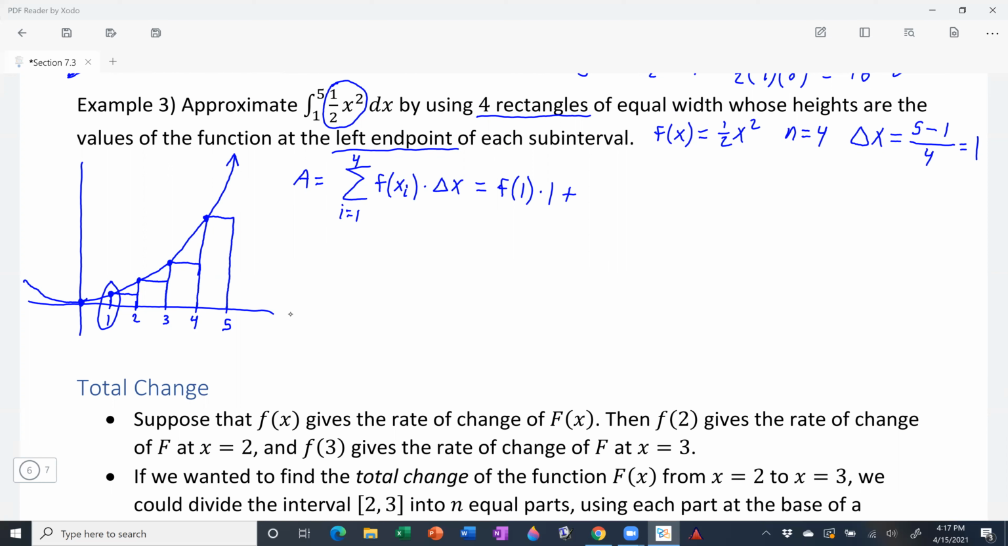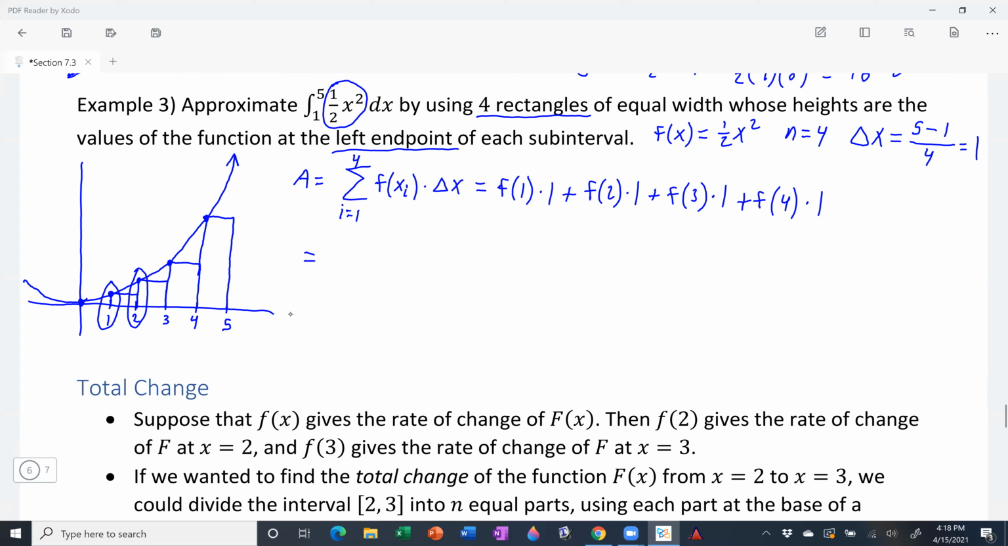Okay, now we move over to i equals 2. Now we've got the function value for the left endpoint for that interval gives us the rectangle that has the height of a function value at 2. So f of 2 times that same delta x. And then we have f of 3 times that delta x plus f of 4 times that delta x. And we stop. There's no other f of 5 because there's not a function value over on that side. So these are the 4 that we're using.